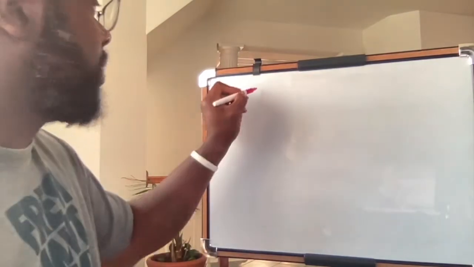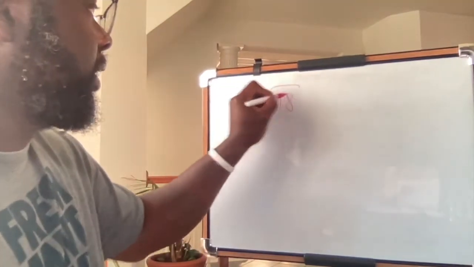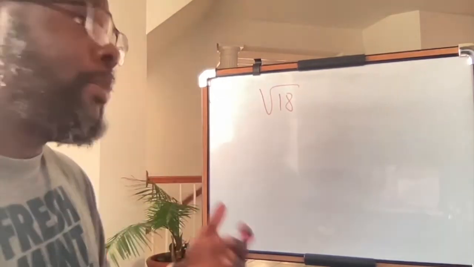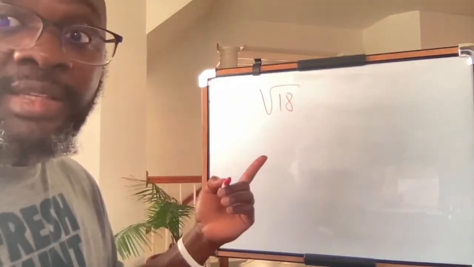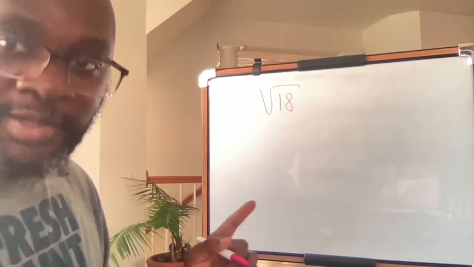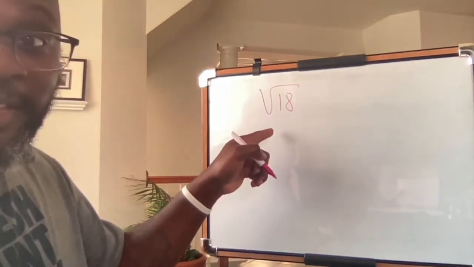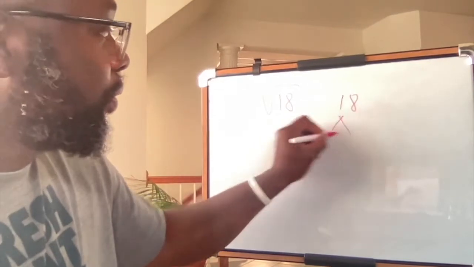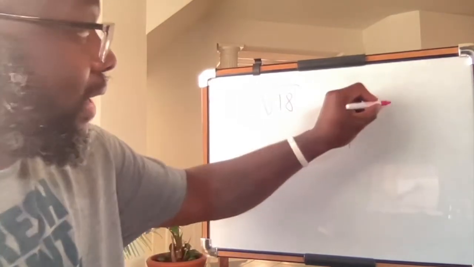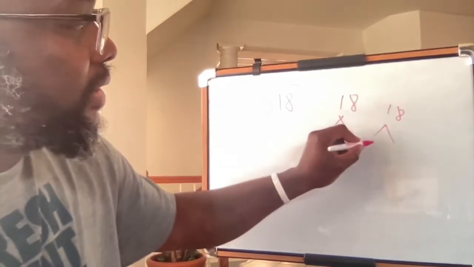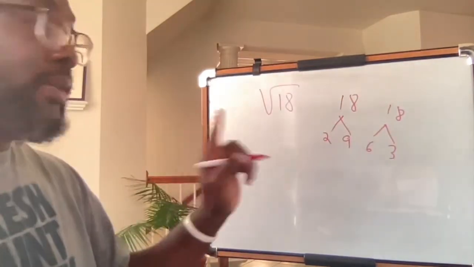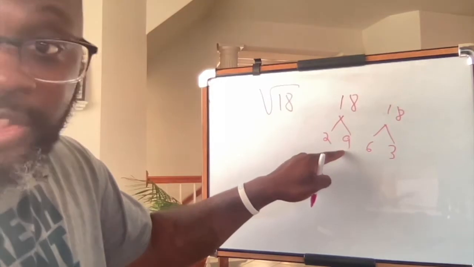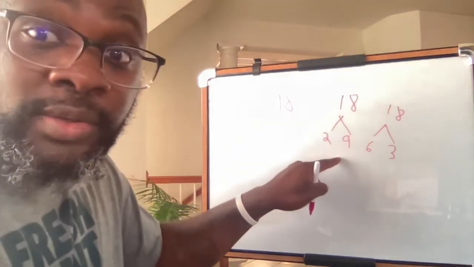Now let's find a more complex number. Let's say I wanted you to find square root of 18. What I'm asking you is this: is there a number that multiplied by itself gives you 18? No. But we can still simplify this, because 18 can be written as 2 times 9. And 18 is also 6 times 3. Now here's the thing. When you break it down into 2 times 9, guess what? 9 is a perfect square. So I can do something here.